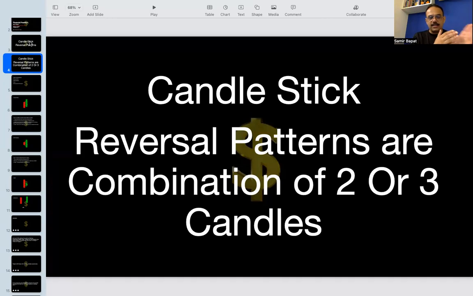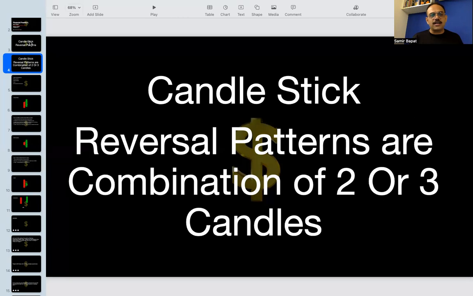We studied last Wednesday about individual candlesticks, what an individual candlestick represents, and the fight between bulls and bears. Now, reversal patterns are a combination of two candles. So these two candles together are very, very important.